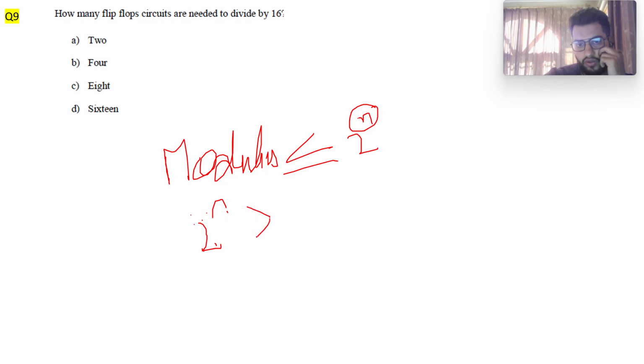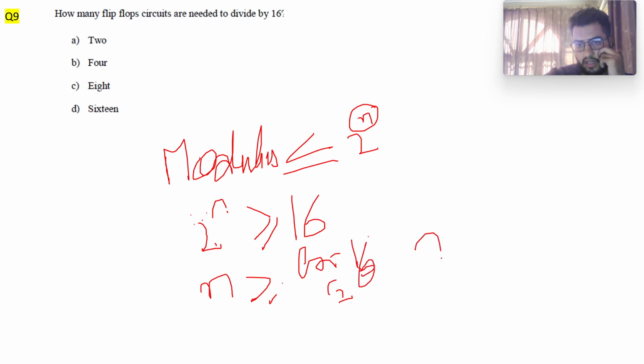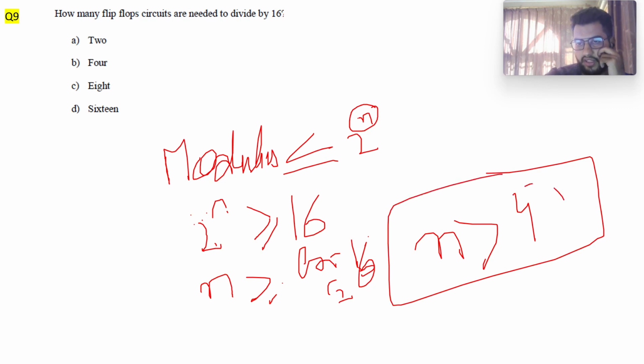2 raised to power n should be greater than or equal to 16. So that implies n should be greater than or equal to log base 2 of 16, that is n should be greater than or equal to 4. So the minimum number of flip-flop circuits needed to achieve the divide by 16 is 4, as some of you have rightly pointed out.